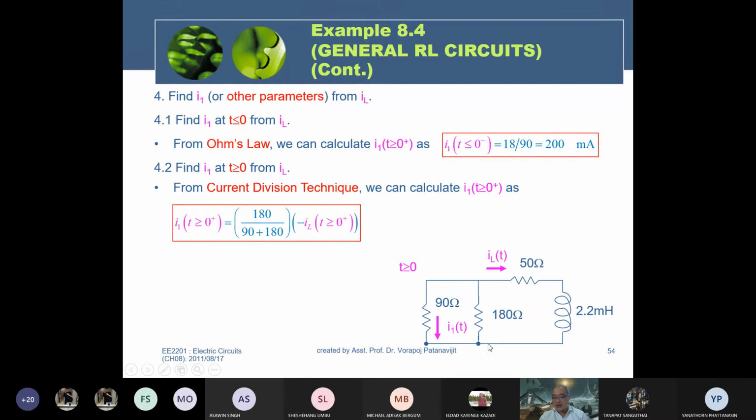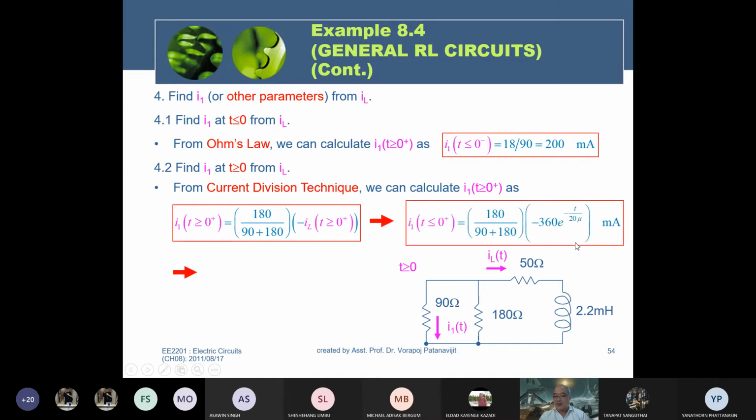But in this case, you can see that the direction of I1 is reverse to IL, right? Therefore, a minus will be here. Substitute IL that you get from the previous step, and you get here. This is the key for the RL, RC, and the RLC in the next lectures, chapter 8 and chapter 9.